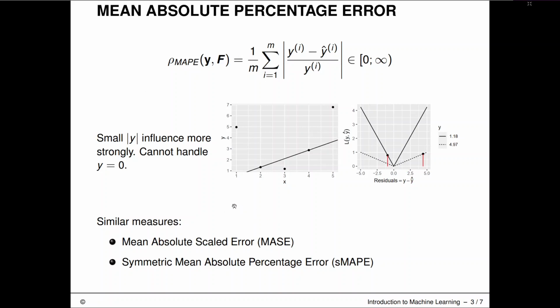So there are more variants of that simple MAPE measure. There's also the mean absolute scaled error, and there's also the symmetric mean absolute percentage error. I mainly wanted to name drop them here. I'm not even giving the definitions by formula.